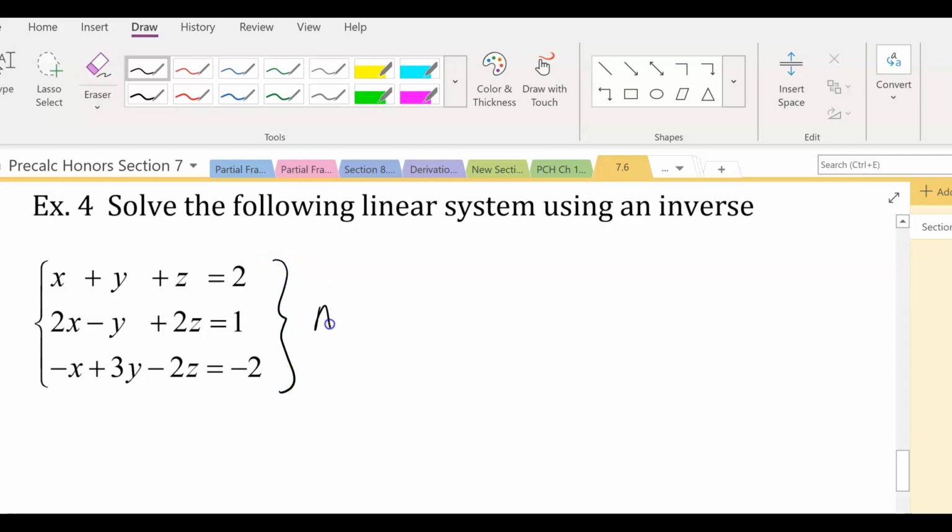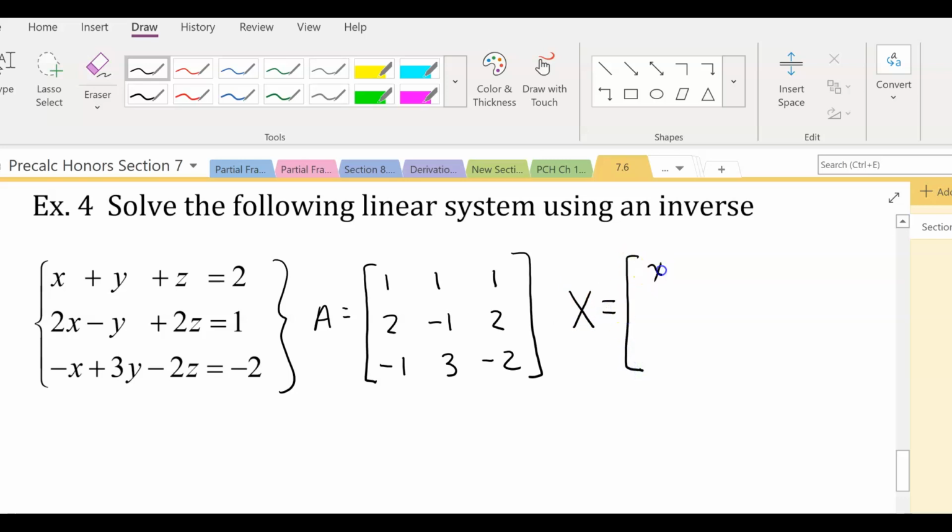So we're going to let our A matrix be the augmented matrix for this. So we have 1, 1, 1. Notice I'm leaving out these constants here. Then I have 2, negative 1, 2, and negative 1, 3, and negative 2. So that's going to be our A matrix. So we're going to let the X matrix be X, Y, and Z. And then we're going to let the B matrix be our constants here. So I have 2, 1, and negative 2.